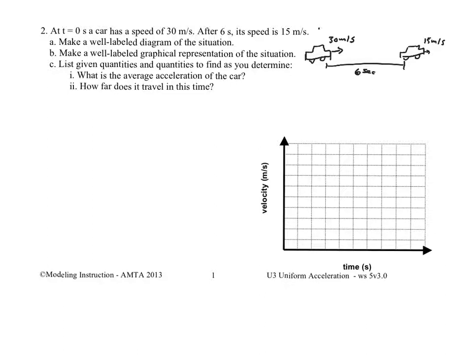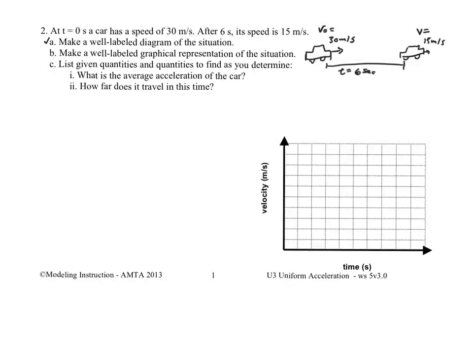What I want to do is label these with variables if I know what they are. So at time 0, the speed was 30, so that's v0. There's another velocity, so that's v. And 6 seconds, I think that's going to be a time. So I have my well-labeled diagram.